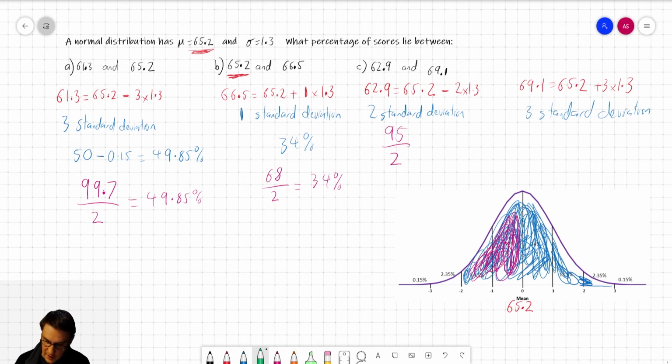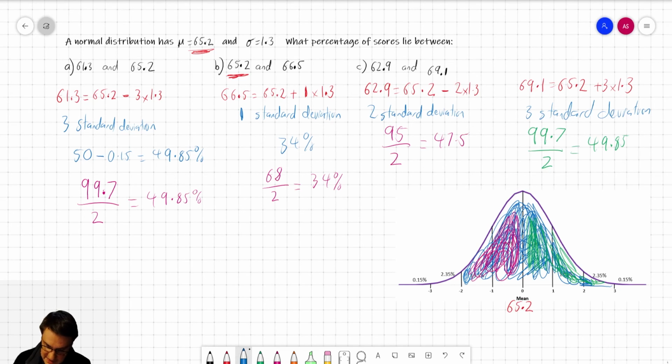Then for the other side, that's 3 standard deviations, and we know that's 99.7. So we're going to divide 99.7 by 2 as well, and that's going to give us the other side for those 3 standard deviations. What we're effectively doing is taking the 2 halves and adding them together to work out our total value. In this case, 95 divided by 2 is 47.5. On the other side, 99.7 divided by 2 is equal to 49.85.